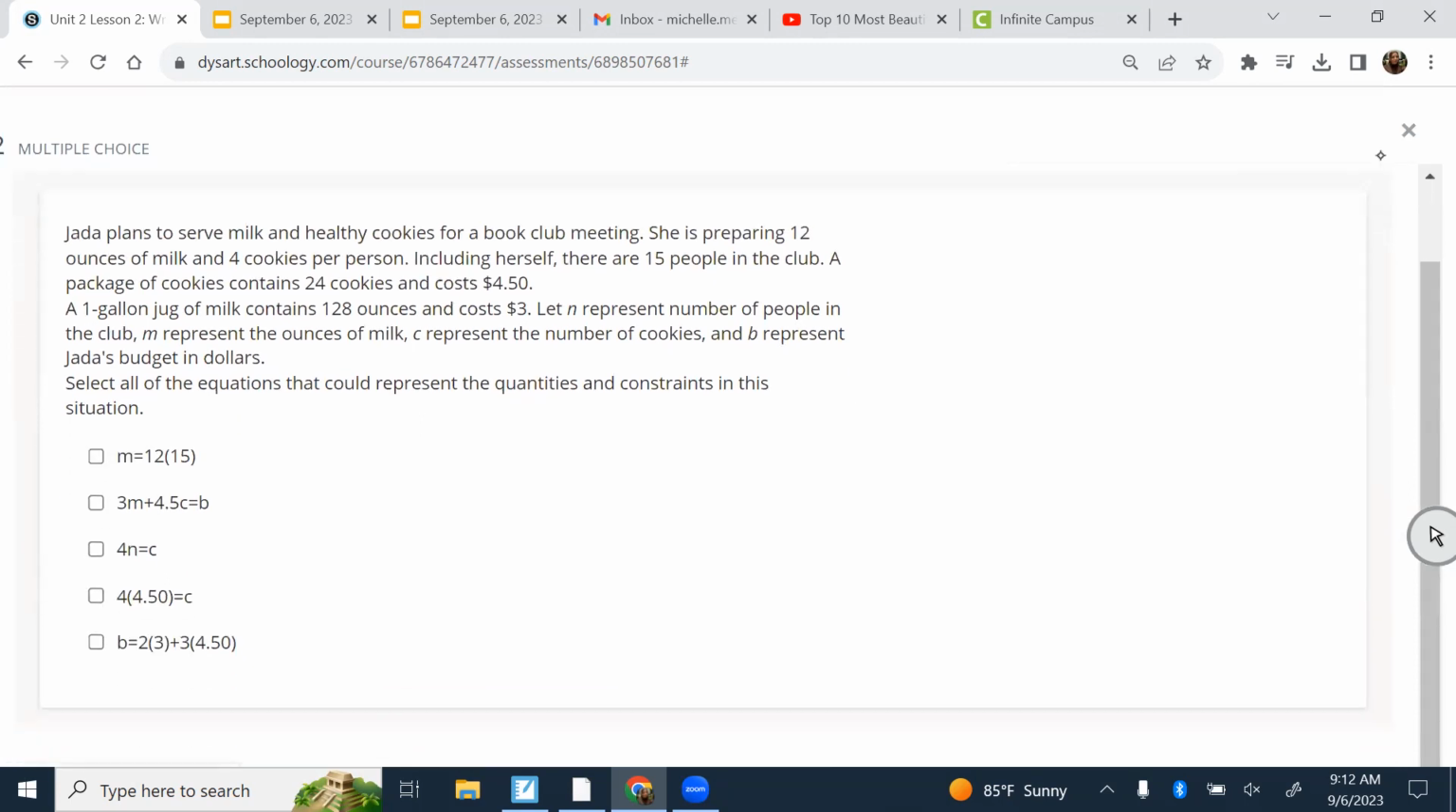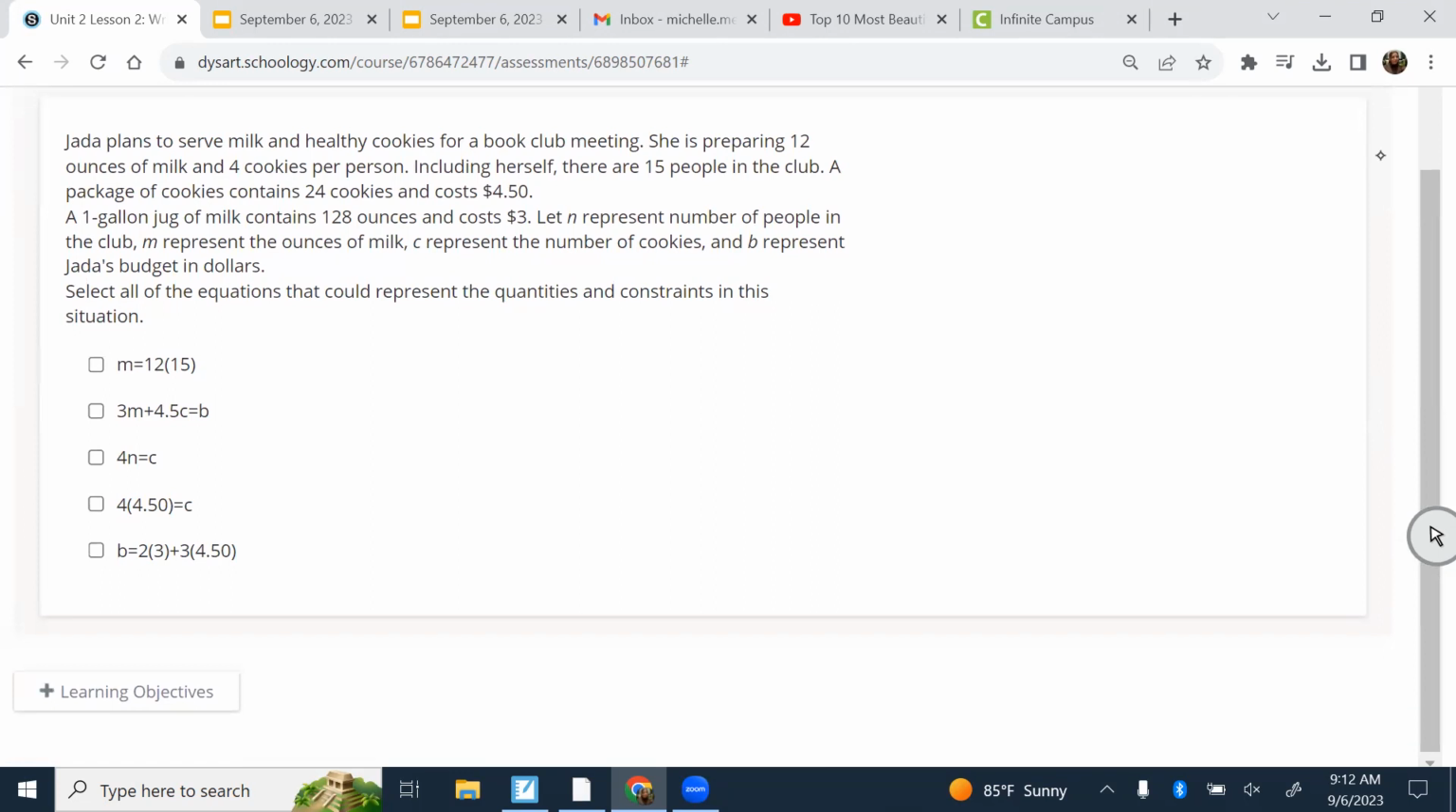Jada plans to serve milk and healthy cookies for a book club meeting. She is preparing 12 ounces of milk, 4 cookies per person. Including herself, there are 15 people in the club. A package of cookies contains 24 cookies and costs $4.50. Lots to read, sorry. A 1 gallon jug of milk contains 128 ounces, costs $3. Let N be the number of people in the club, M be the ounces of milk, and C represent the number of cookies. B represent Jada's budget in dollars. We're selecting all the equations that could represent the quantities and constraints in this situation.